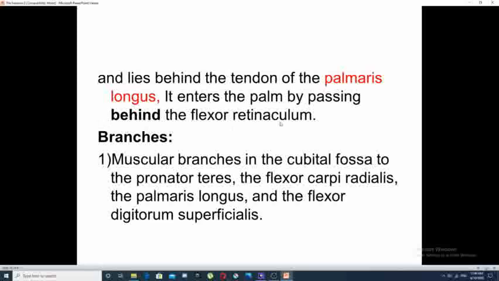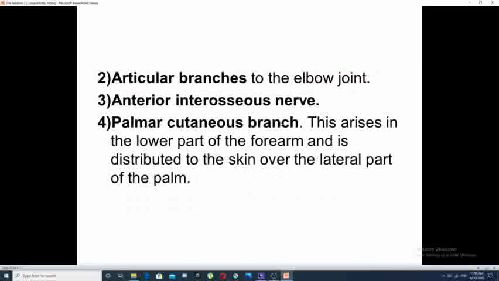The median nerve gives muscular branches. It gives articular branches, gives the anterior interosseous nerve, and gives the palmar cutaneous branch, which arises in the lower part of the forearm and is distributed to the skin over the lateral two thirds of the palm of the hand.